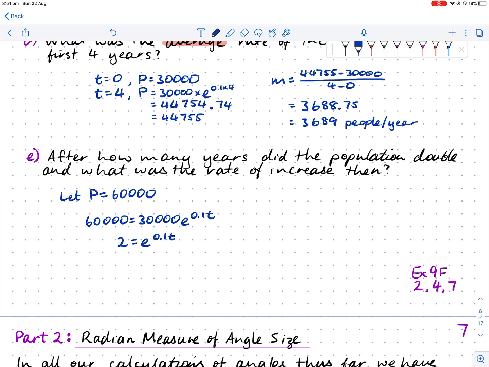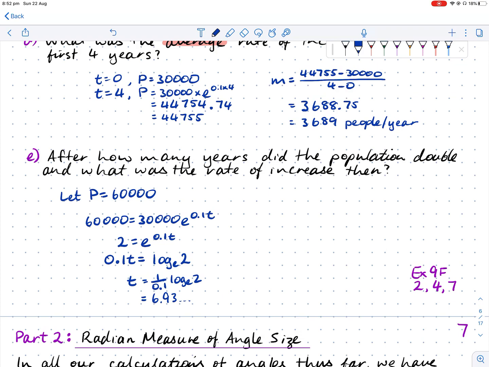And then we want to convert this into a logarithm. So that's going to be 0.1t, the power, equals log e 2, or we could write that as ln 2. If we divide by 0.1, 1 over 0.1 times ln 2, and then you put that into your calculator. Don't forget to use the ln button, not the log button, and you should get 6.93 or thereabouts. So after how many years did the population double? We would have needed to get to 7 years, because if I chose 6 years, it hasn't quite doubled yet.